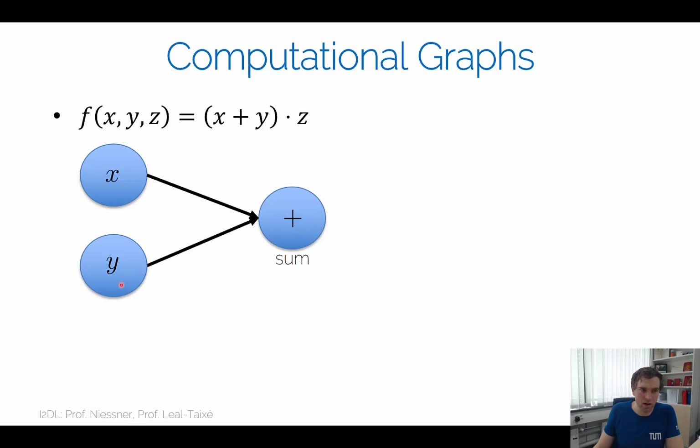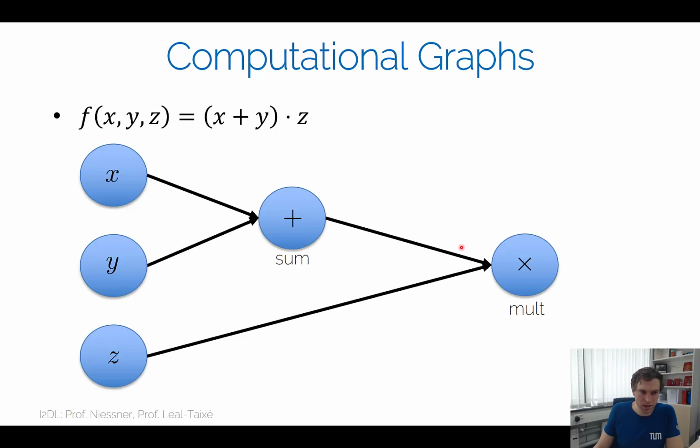I have x and y as input. I'm representing the sum here. The sum is going to be one node. And then I'm having z as input, and I'm having the multiplication of whatever the sum puts out times z, right? And then this is what our f of x, y, and z is, right? So this is in principle what we would call a compute graph, right?